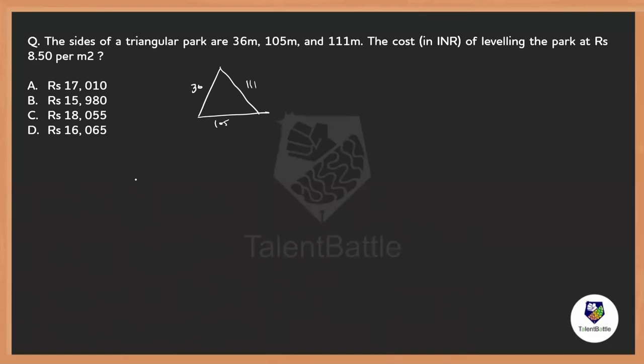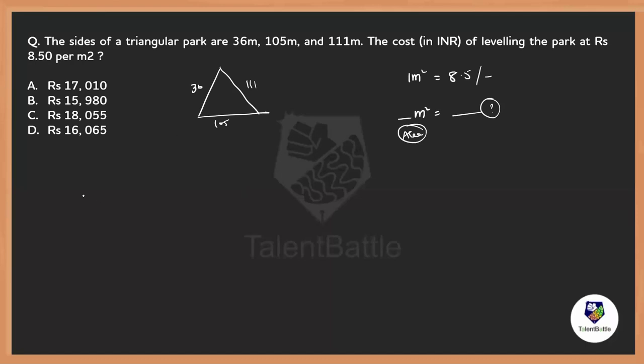Look, before finding the cost of leveling the park, I should find the area of the park. Then only can I find it: for 1 meter square, if it is 8.5 rupees, then for how many meter square? Meter square means area only, everybody. Then for how many meter square, what would be the total? That is what I have to find. So I have to find the area first before finding the cost.